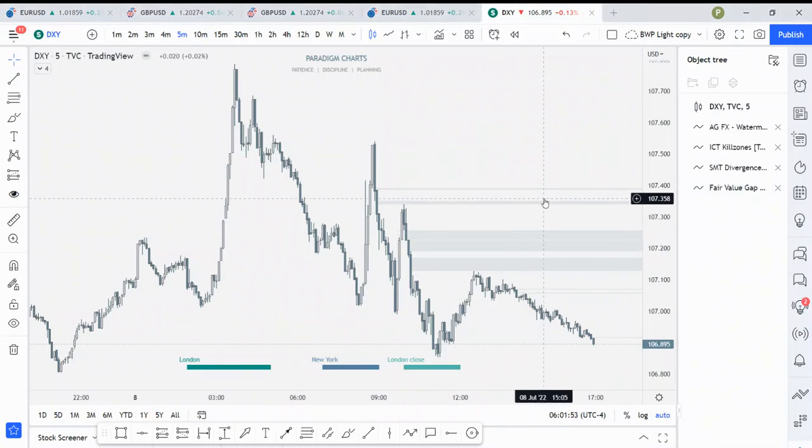Okay, guys. In this video, I'm going to explain SMT divergence and time and price theory. Now, it's important you get a jotter, you get a note, and you write things down because I want to try to explain the theoretical aspect of it before delving into the chart and showing you examples.